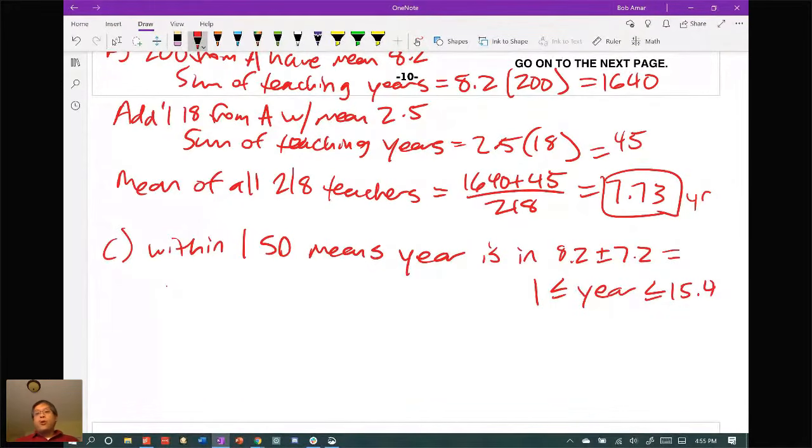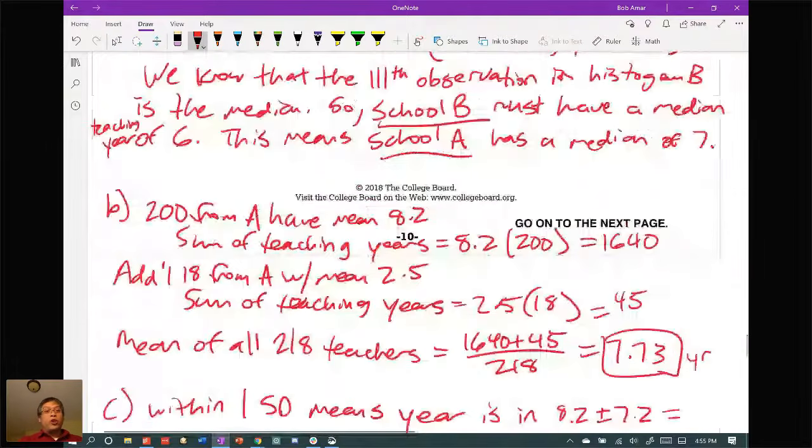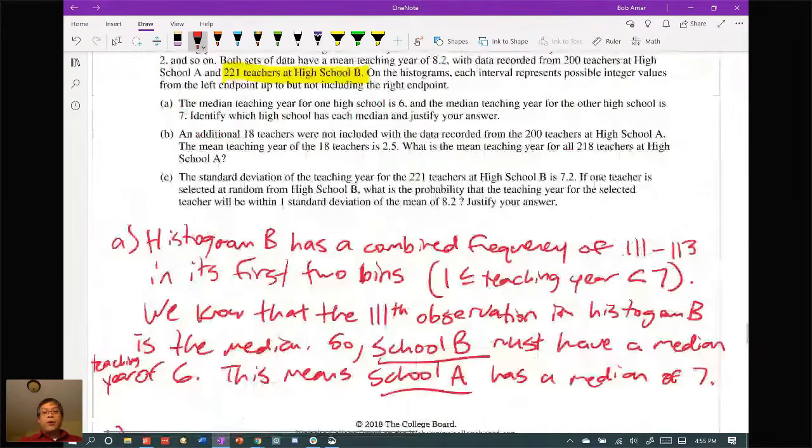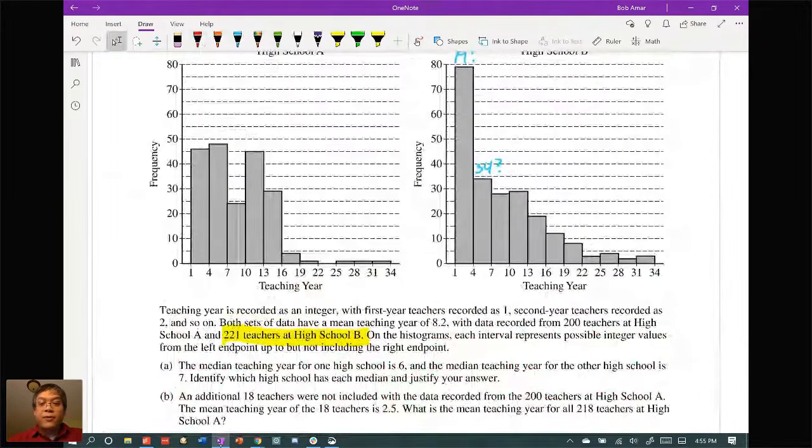Teaching year is recorded as an integer, so that means you're only going to count the numbers from 1 to 15. I'm going to have to do a little bit more counting. The good news is that 16 is not included in the 5th bar, so I know that everything to the left of this is between 1 and 15. So I better just keep counting.